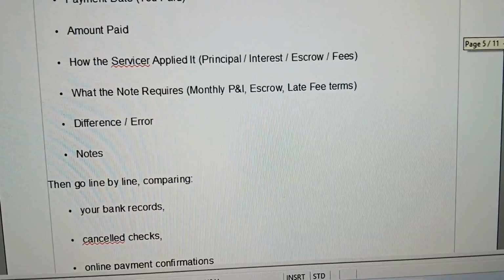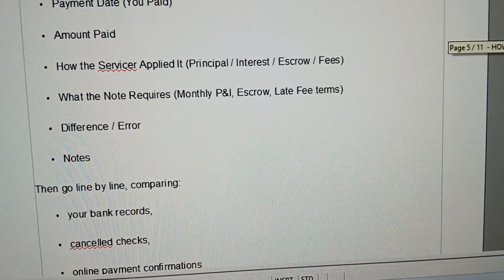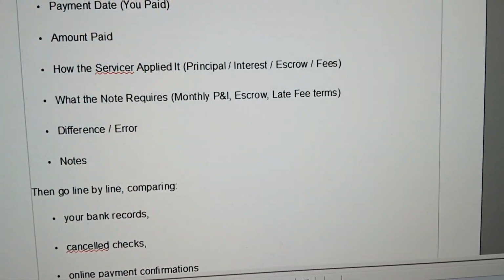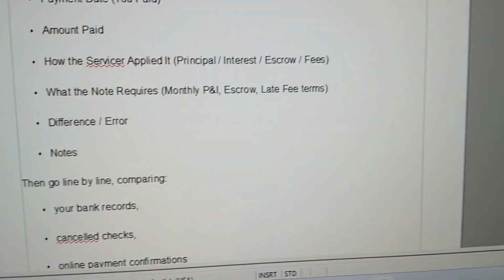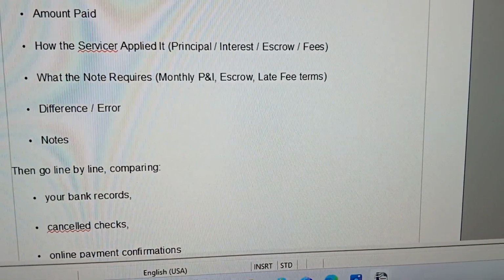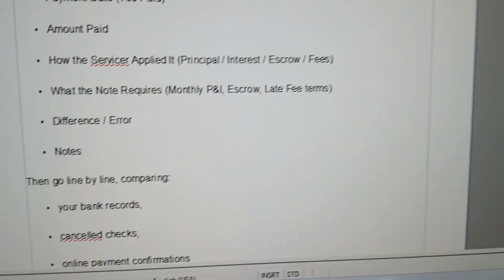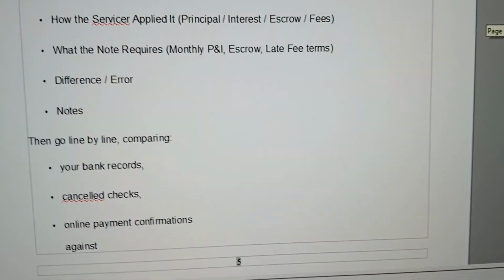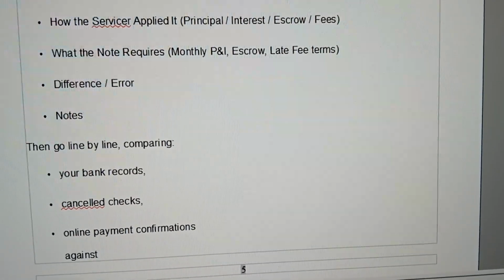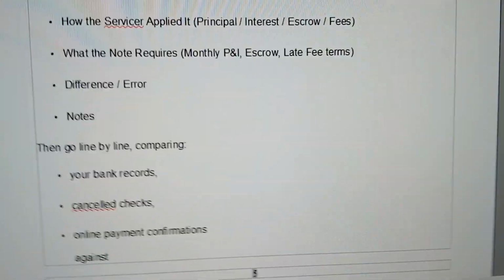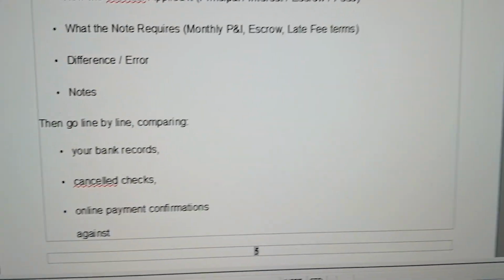Then go line by line comparing. And you also want a date column in there, by the way, because when you write your complaint, you can say on this date, this amount was misapplied for this reason. And that's a fact. So that's something that judges, when they see payment histories that are accurate and the bank is wrong, a lot of times your complaint will survive dismissal. So you want to do this.